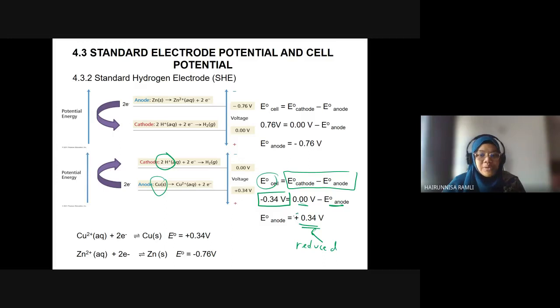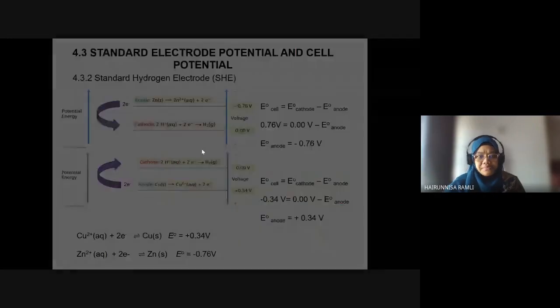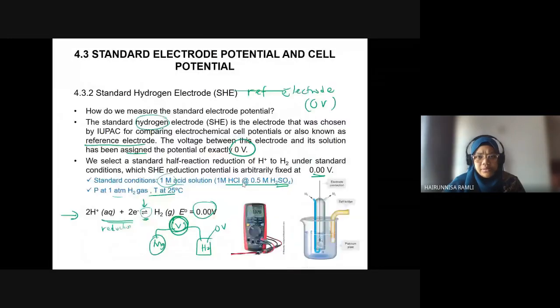Okay, sebab dia positif. Now, kenapa kita letak anode? Because you dah memang letak dekat sini. Tapi based on value tu sendiri, dia adalah preferable untuk jadi positive value. Okay? Adakah dia mention kat sini, SHE mesti always cathode? I think dia tak ada mention ke?